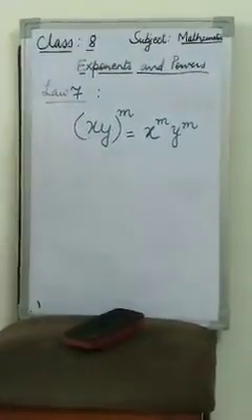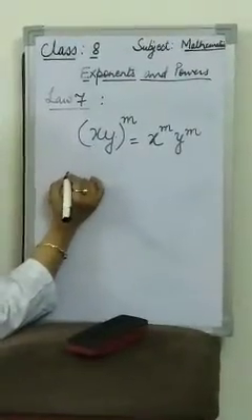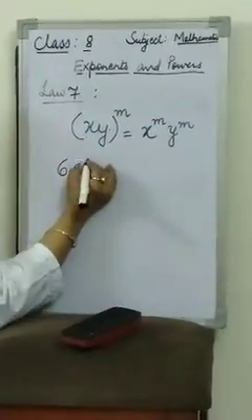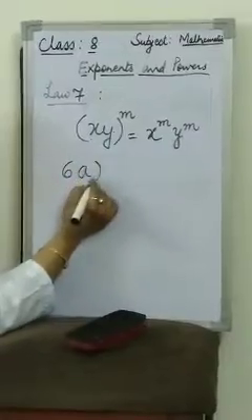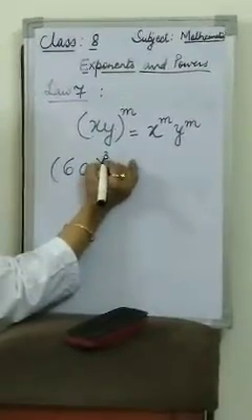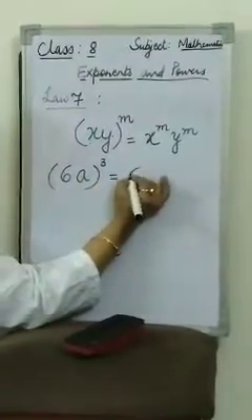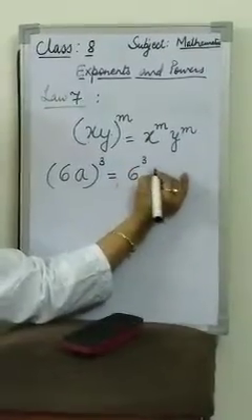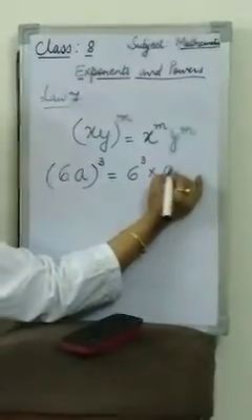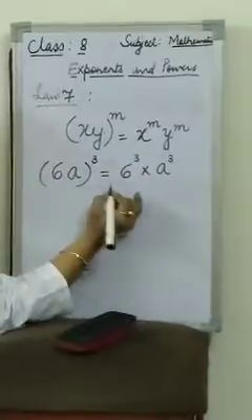We take an example of it. 6a to the power 3. What does it mean? It means 6 also has power 3 as well as a also has power 3.